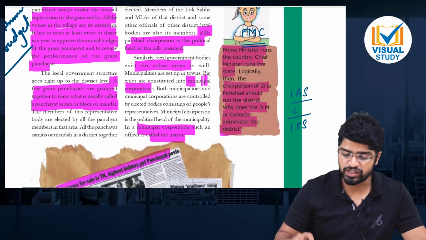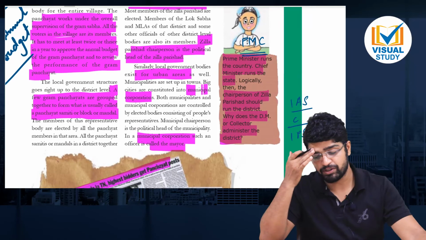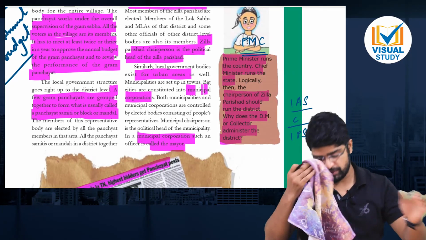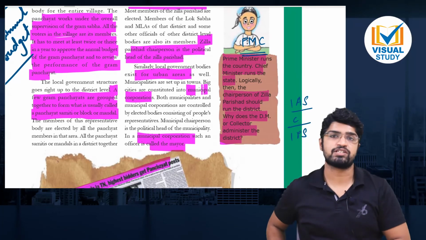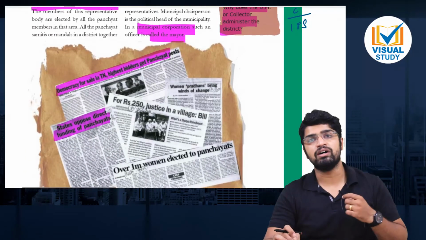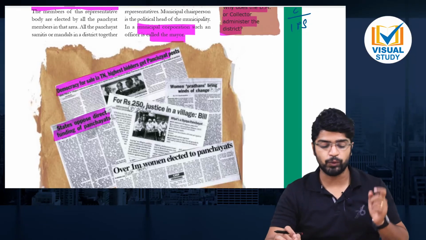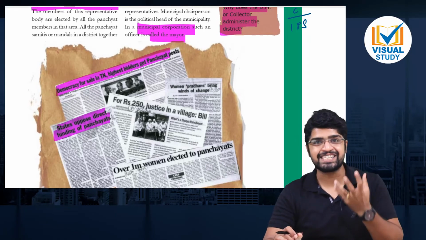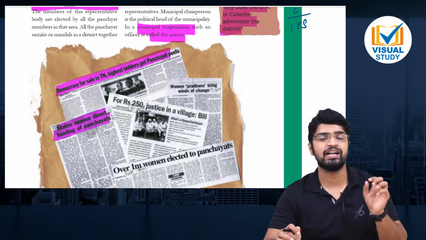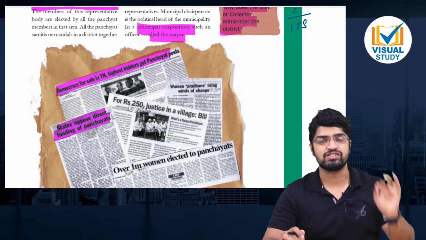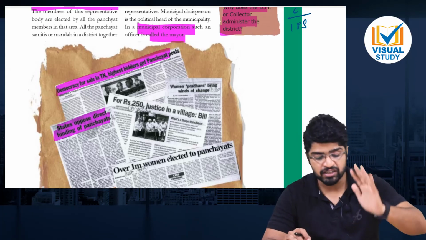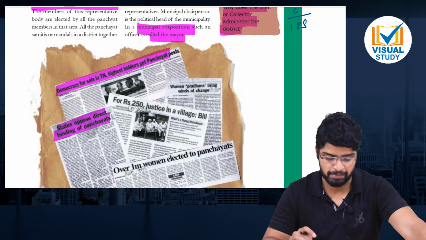And yes, this question: why does the DM or collector administer the district? The simple reason is that in districts there are a lot of problems which take place. Varied districts contribute to varied problems. And what happens with varied problems? The essence of democracy is lost. There is a lot of corruption as well, and that's why, to control them, there are IAS and collector officers sitting over there to control these chairpersons and manage the entire districts in a justifiable manner.